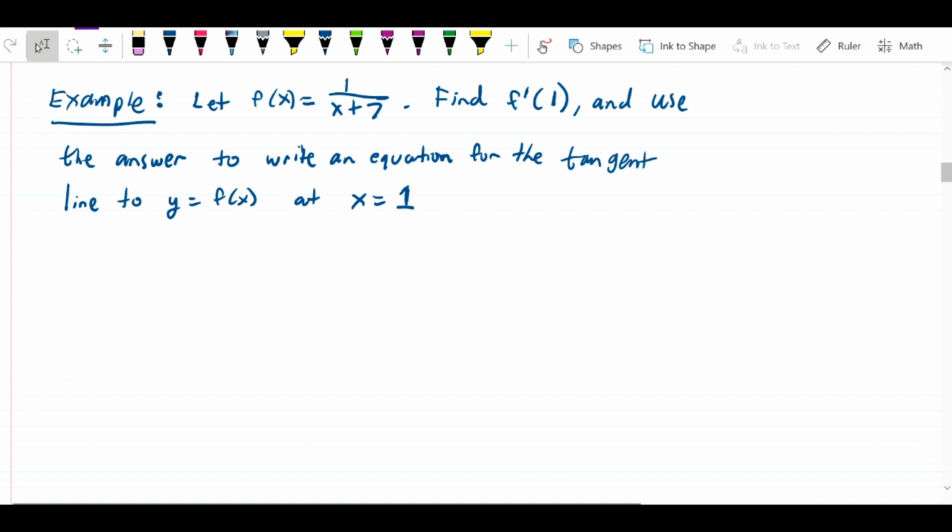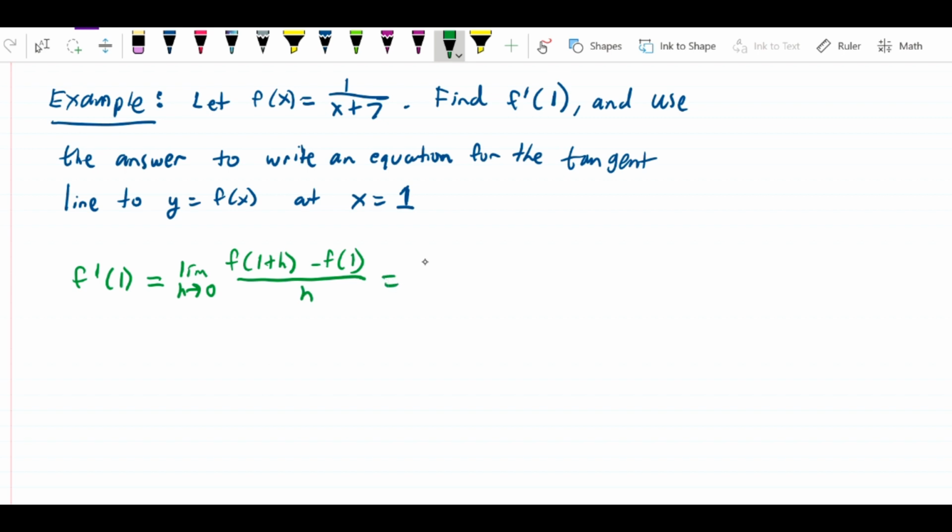Okay, so let's do this example where we find f prime of a specific point, and we're going to use it in the way that it's intended to be used. So what we know is that from the definition of the derivative, f prime of 1 is equal to the limit as h approaches 0 of f of 1 plus h minus f of 1 over h. So that's going to equal the limit as h approaches 0 of, we want to actually substitute in 1 plus h wherever we see it in the function.